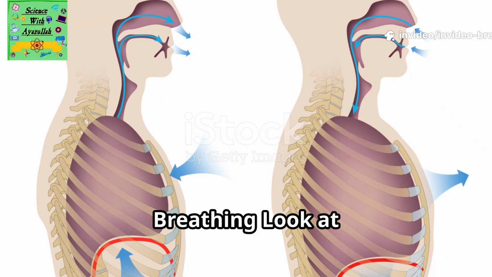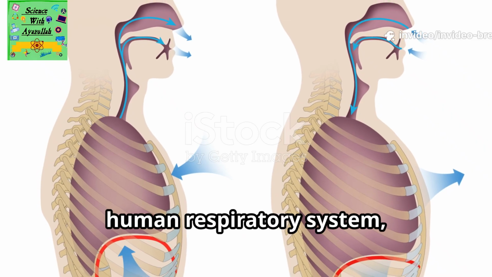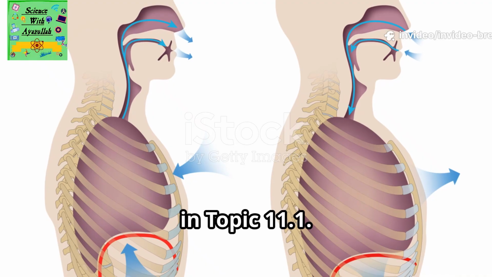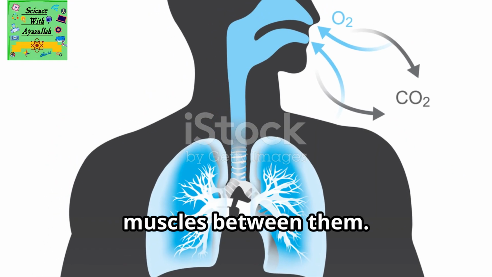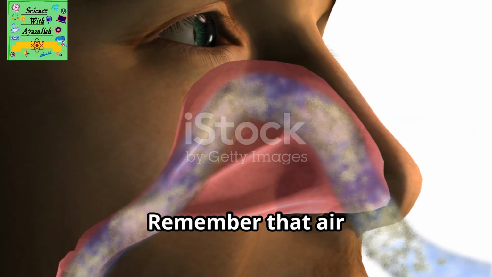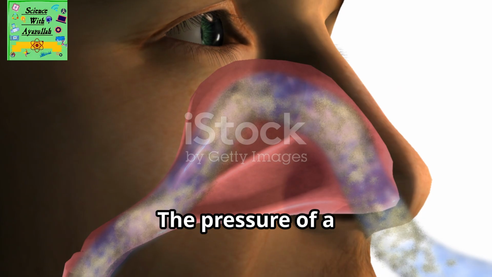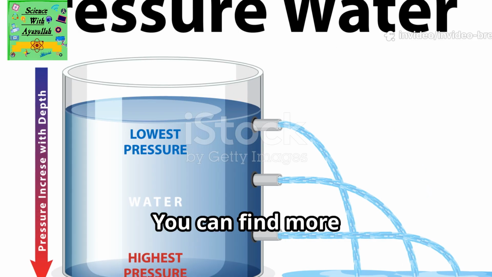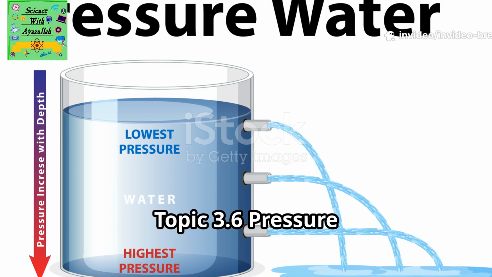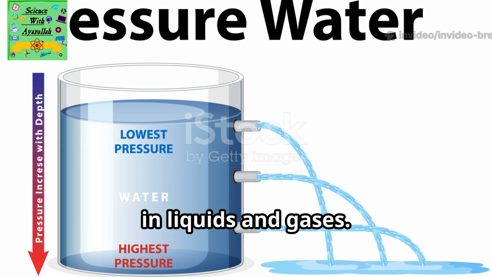Breathing. Look at the diagrams of the human respiratory system in topic 11.1. Find the ribs and the intercostal muscles between them. Find the diaphragm. Remember that air is a gas. The pressure of a gas increases when the volume of its container is decreased. You can find more about pressure in topic 3.6, Pressure in liquids and gases.